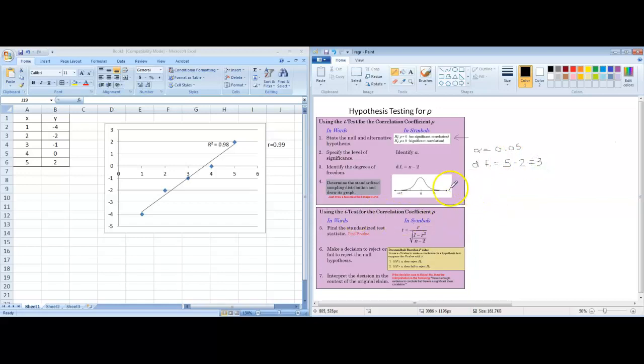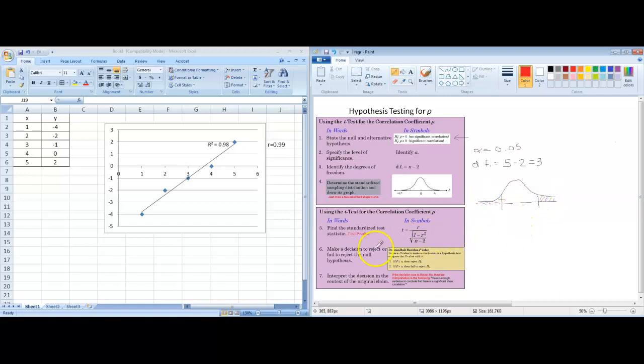Step number 4, you just need to draw this bell-shaped curve. That's what I'm going to draw here. And this bell-shaped curve is always two-tailed. If you remember from previous week, who decides the tail, H1 or HA? Because I have the not equal, that's why it's two-tailed. So that's step number 4.